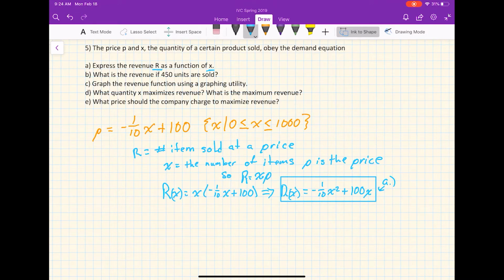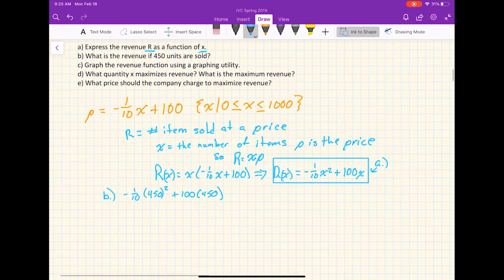Well, we're just going to take 450 and plug it into our equation. We're going to plug it into the equation that we just created, not the original equation, because we want the revenue. So we have negative 1/10 times 450 squared plus 100 times 450.